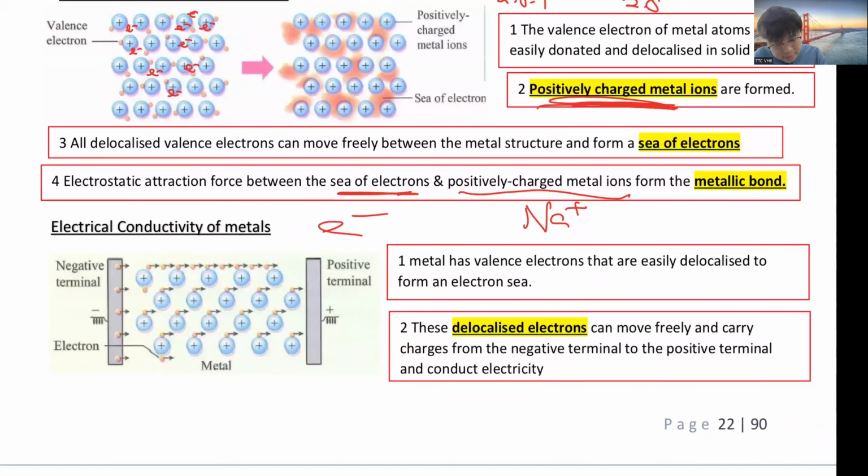Then all these electrons are able to conduct electricity. So an ionic compound conducts electricity using free moving ions, and metal conducts electricity using free moving electrons. Okay, so you can see that metal has valence electrons that easily delocalize and form an electron sea. All delocalized electrons can move freely and carry charge from the negative terminal to the positive terminal.